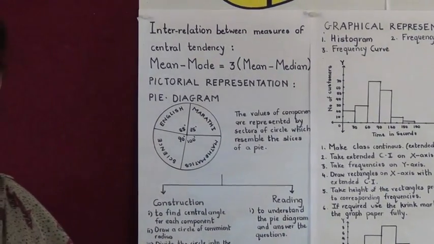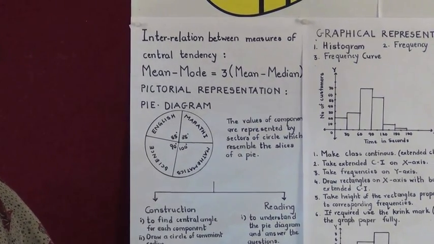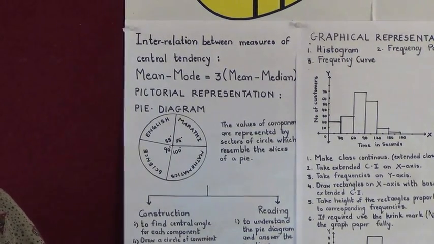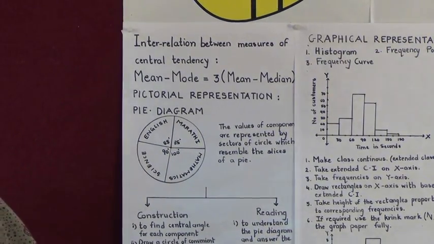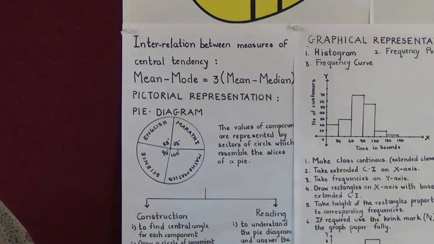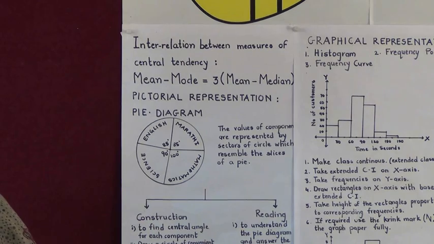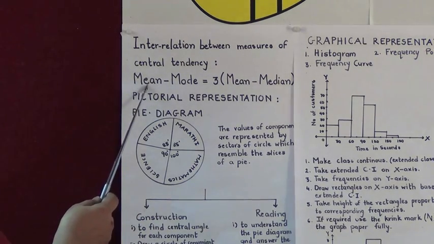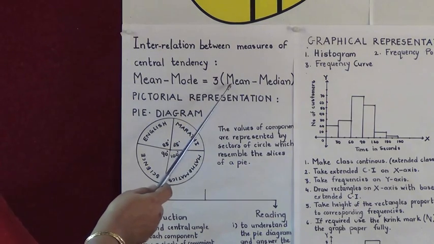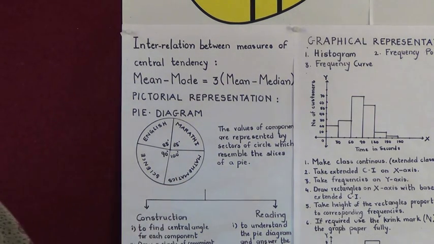Here you would get a series of sums where they would either give you two values, mean and median, and you have to find the mode, or mean and mode would be given and you have to find the median, or vice versa. So you have to just substitute the values in the formula mean minus mode is equal to 3 into (mean minus median) and get the unknown value.